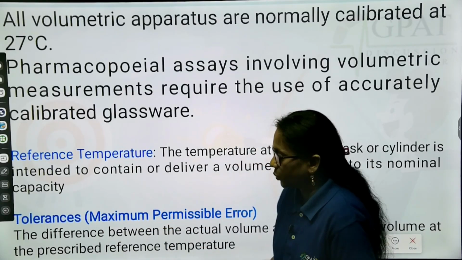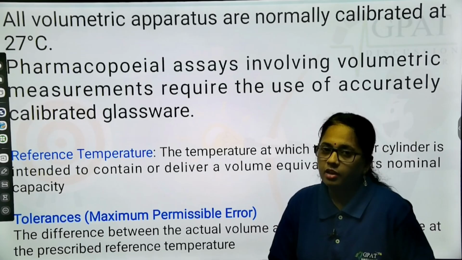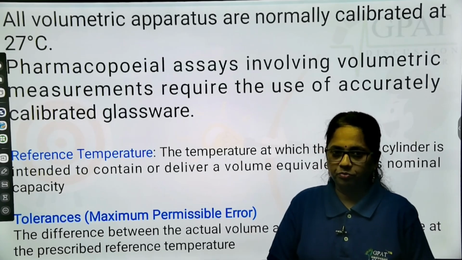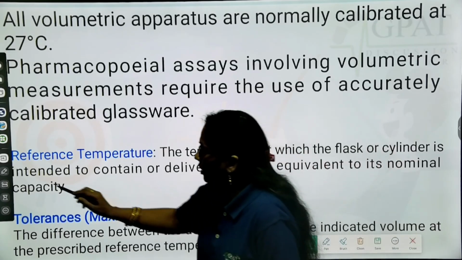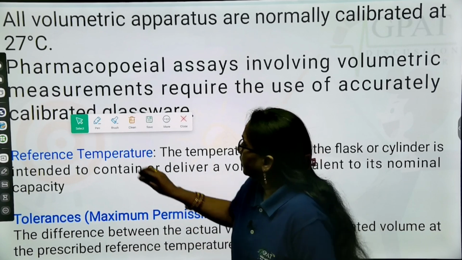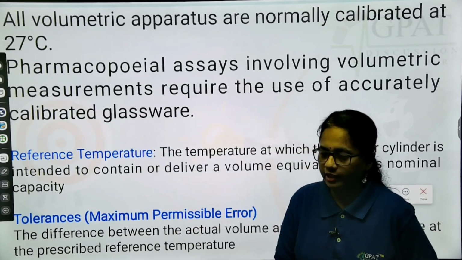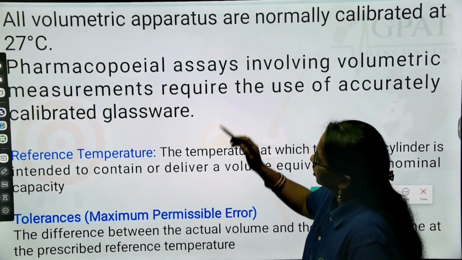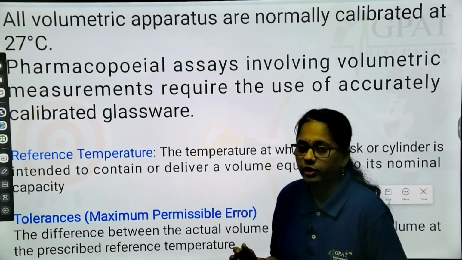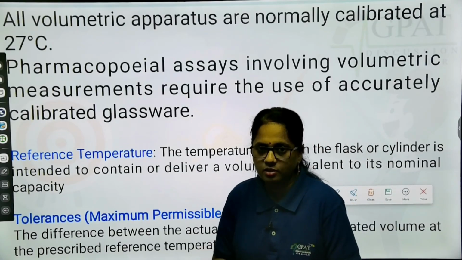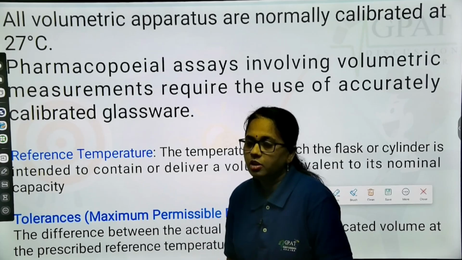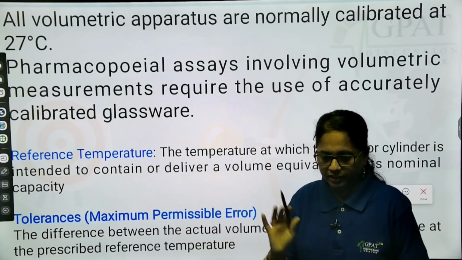Okay, so that's why you should know what the working temperature is, and what the suitable experimental condition is where you have to perform the particular analysis. In order to carry out all these things, you should be aware of all the basic things in glassware calibration. So let us first know what is called the reference temperature.